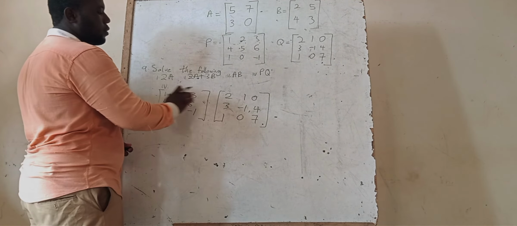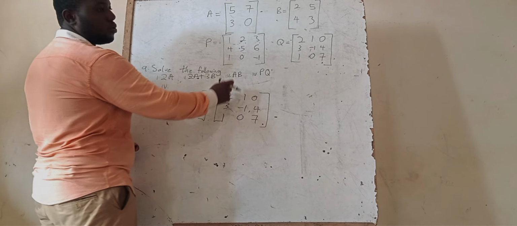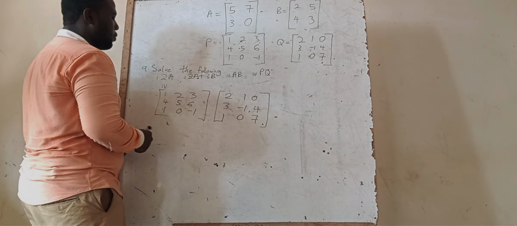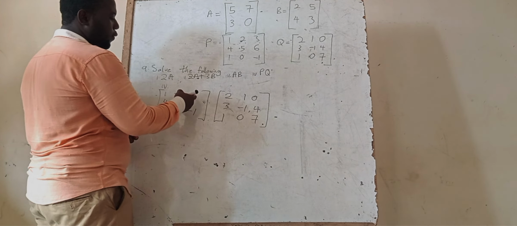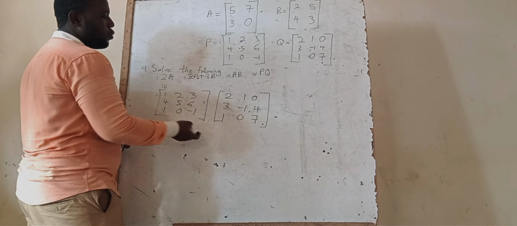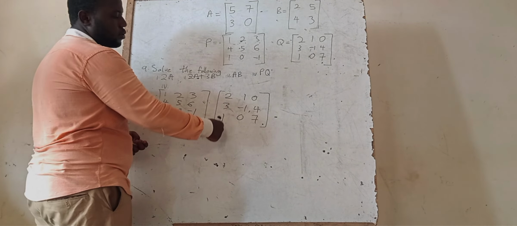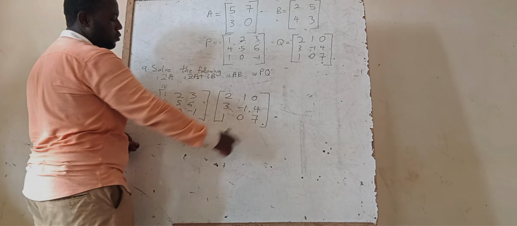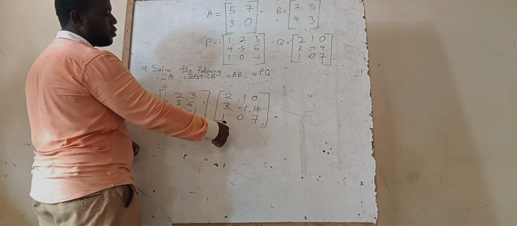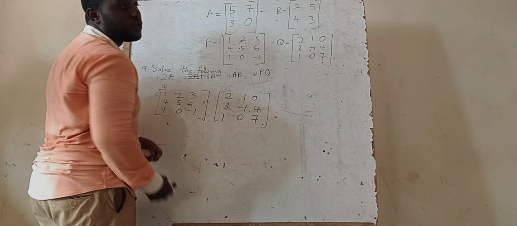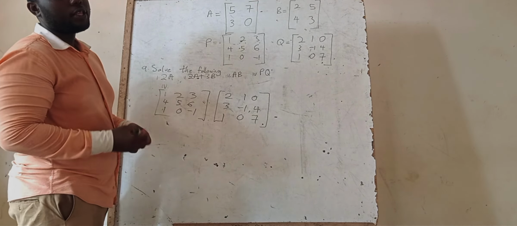For the row 1, row 1 will come and take on column 1 of Q. Then row 1 for P will also take on this column. Then the same row will take on this column. And move on to the next row. The next row takes on this column, this column, this column. Then the last row too takes on this column, and this column. They are separated with the plus.